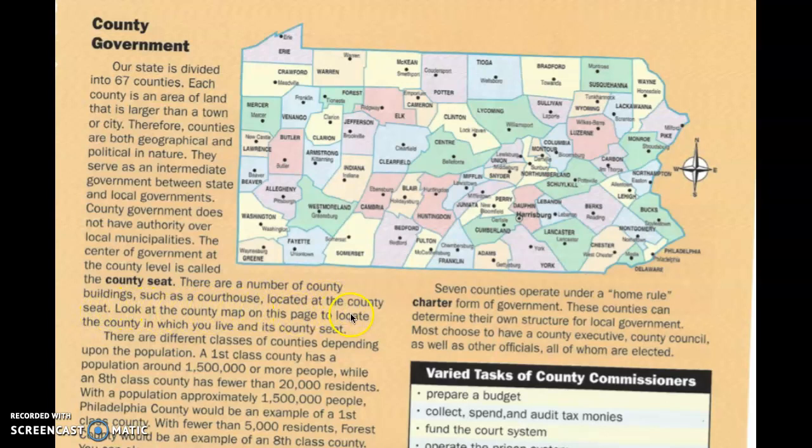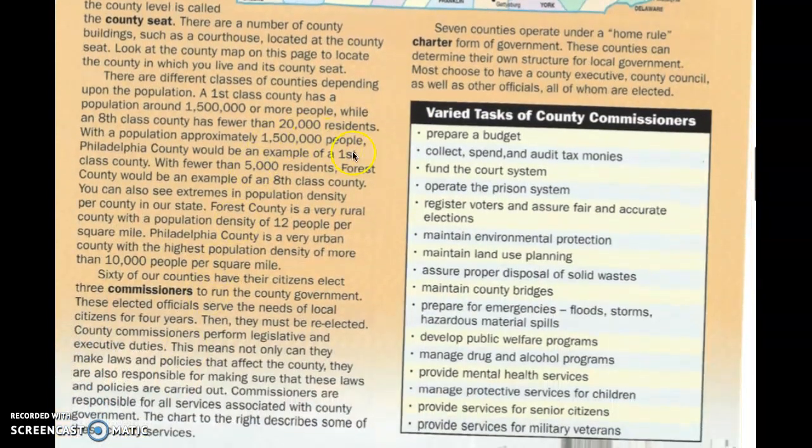Look at the county map on this page to locate the county in which you live and its county seat. We are in Lycoming County, and our county seat is Williamsport. There are different classes of counties depending on the population. A first-class county has a population of 1,500,000 or more people, while an eighth-class county has fewer than 20,000 residents. With a population of approximately 1,500,000 people, Philadelphia County would be an example of a first-class county. With fewer than 500 residents, Forest County would be an example of an eighth-class county.